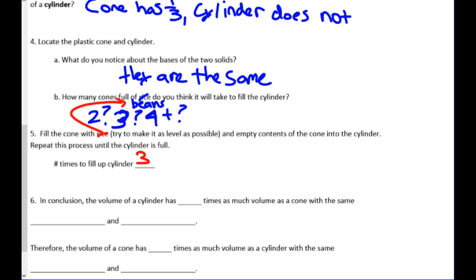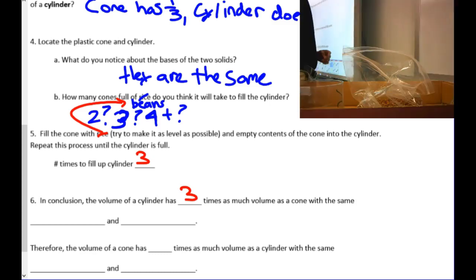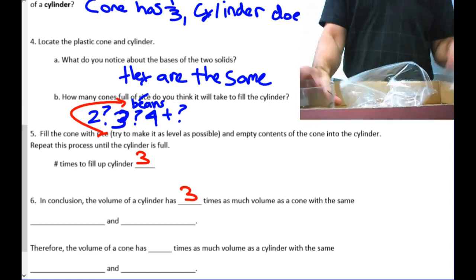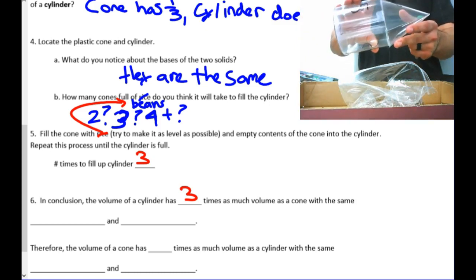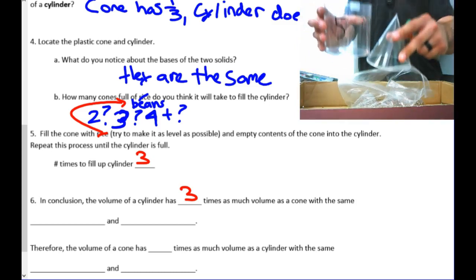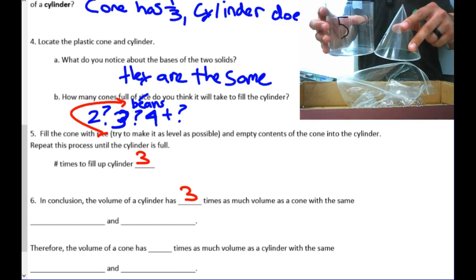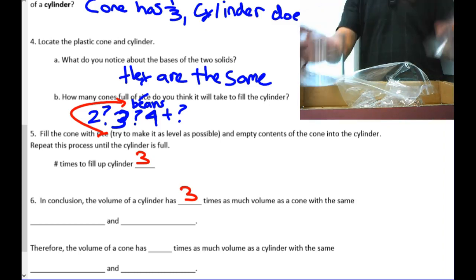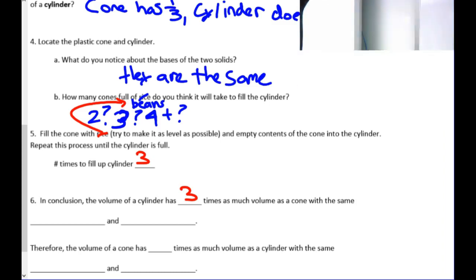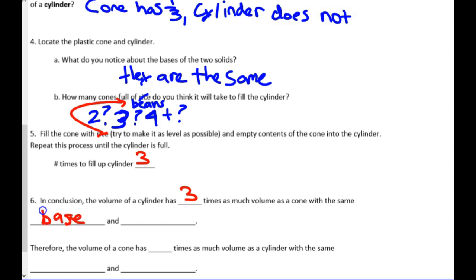So in conclusion, the volume of a cylinder has blank times as much volume as a cone. So a cylinder has 3 times as much volume as a cone. But I want y'all to notice, it had to have the same base, right? So it was the same base, but not only that, it had the same what? Height, right? These are the same exact height, same exact base, okay? So let's write that in. The same base and height.